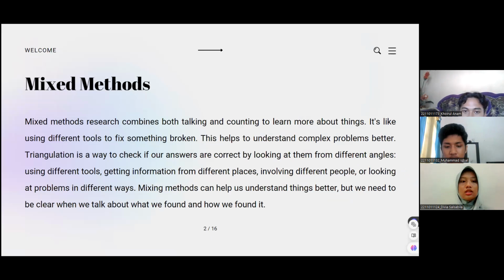And for mixed method, research combines both talking and counting to learn more about things. It's like using different tools to fix something broken. This helps to understand complex problems better. Triangulation is a way to check if our answers are correct by looking at them from different angles, using different tools, getting information from different places, and involving different people or looking at problems in different ways. Mixing methods can help us understand things better, but we need to be clear when we talk about what we found and how we found it.